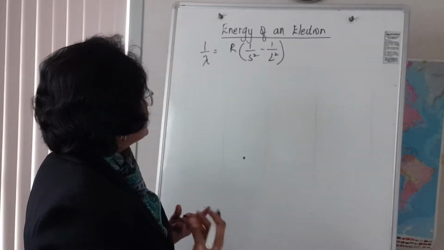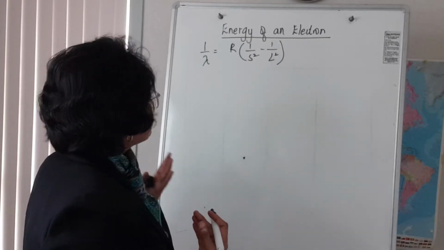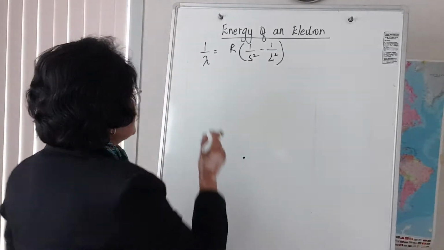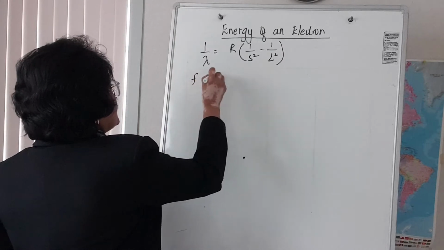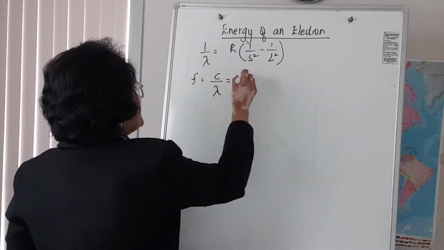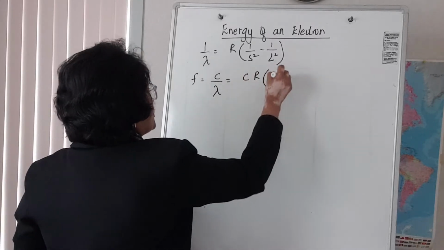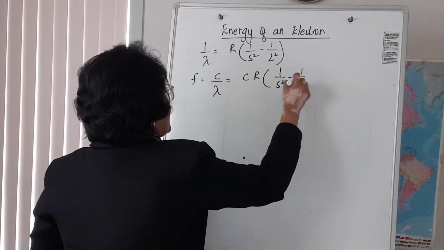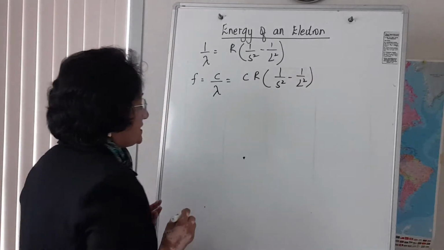Now we know that there's a connection between wavelength and frequency. So the frequency is given by the speed of light over wavelength, or the same formula becomes c times R times (1 over s squared minus 1 over l squared).